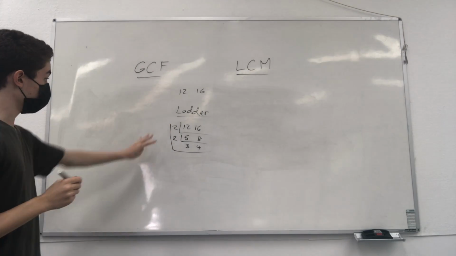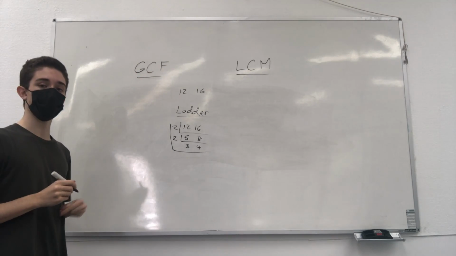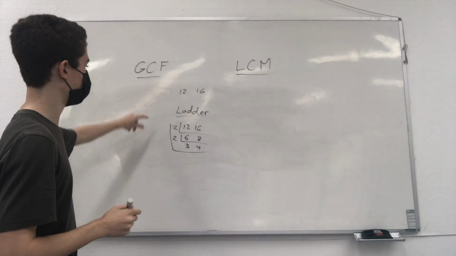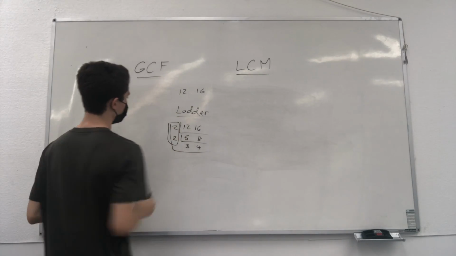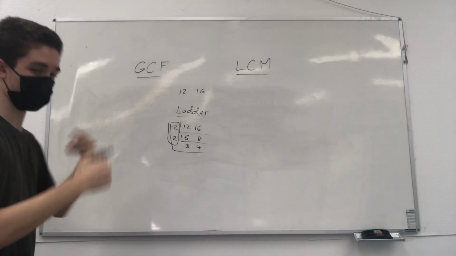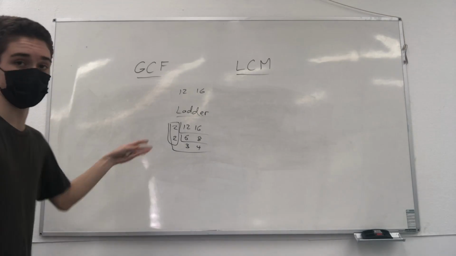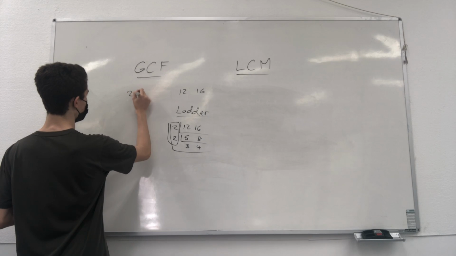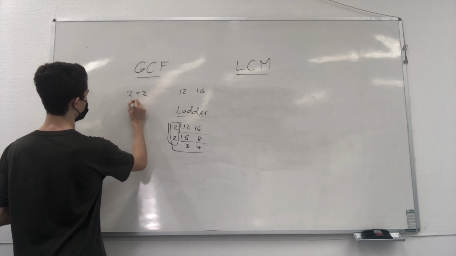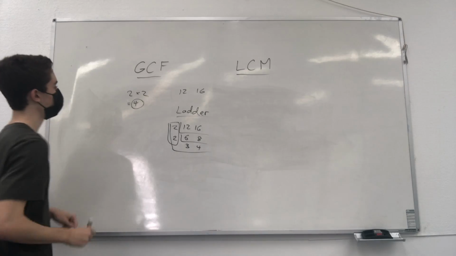And so you can use this to find the greatest common factor and the least common multiple. How? So for the greatest common factor, you just take this column right here, and you multiply both the numbers, or all of the numbers in this column. It may be more than 2 in another example. So in this case, there are 2 and 2, so 2 times 2 is 4. And this is our greatest common factor.